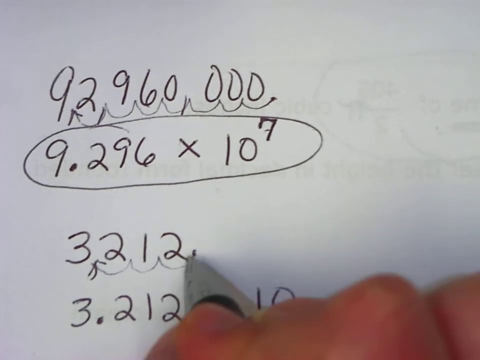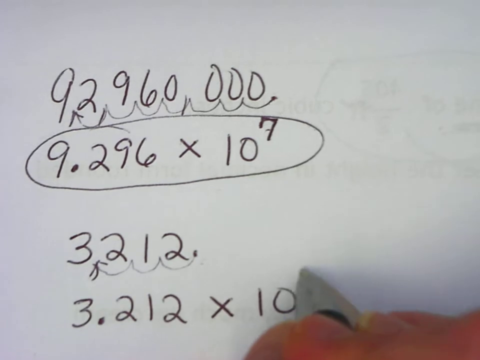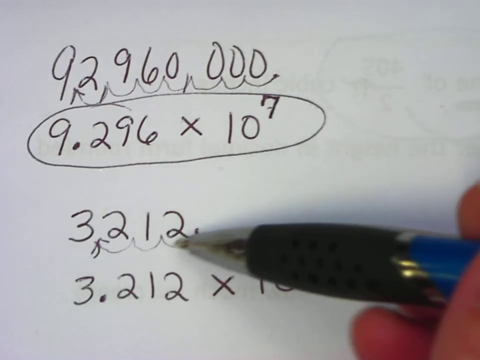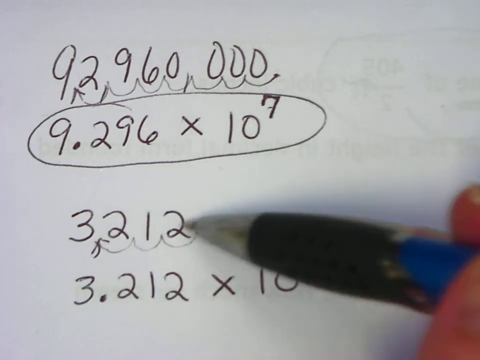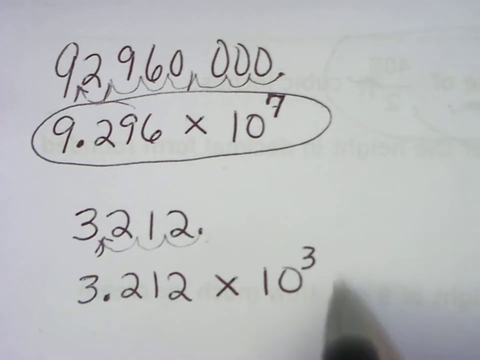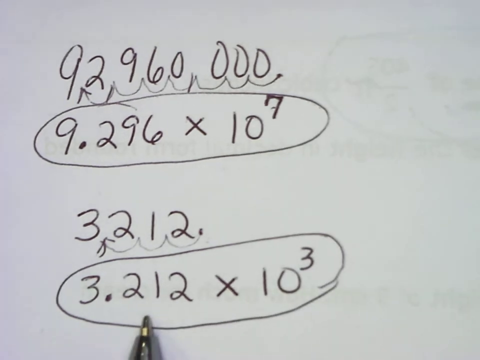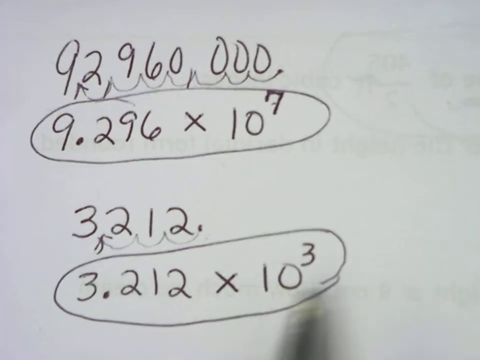Times 10 to the 1, 2, 3. I moved it 3 times. So my exponent's going to be positive 3 because I moved it 3 times, and my number I'm starting off with is more than 1. Scientific notation: a number between 1 and 10 times the power of 10.